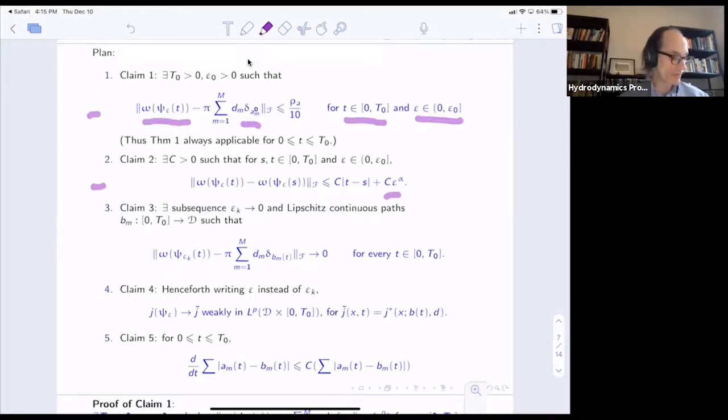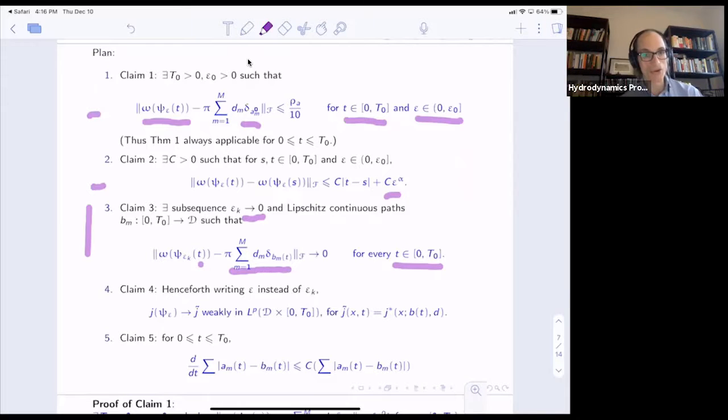Okay, and so then claim 3 is, and this will be an easy corollary of claims 1 and 2, and I even almost discussed this last time. Claim 3 is that with claims 1 and 2 and earlier stuff, we'll argue that I want to find a subsequence epsilon sub k tending to 0 and Lipschitz continuous paths, so that for every little t between 0 and t naught in this time interval I found, I'd like to have convergence of the vorticities for every t to a limiting measure. And the limiting measure is the sum of delta functions located at these points b sub m of t, where these paths b sub m are Lipschitz continuous.